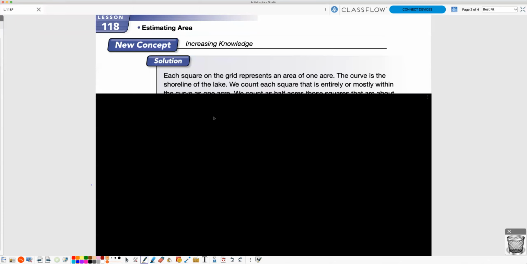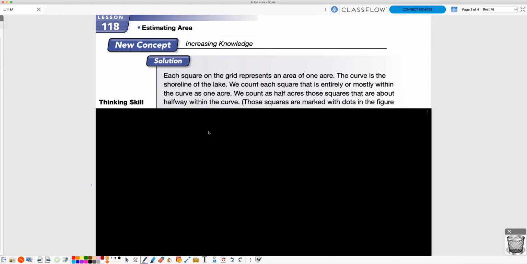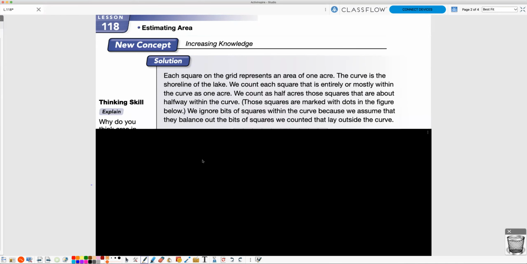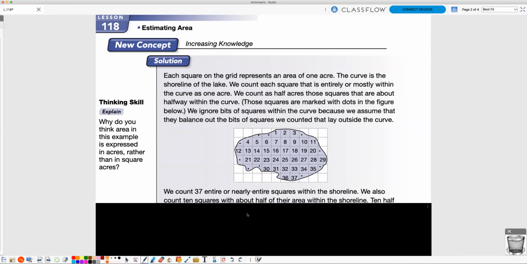So the solution would just simply be that each square on the grid would represent an area of 1 acre. The curve is the shoreline of the lake, and we can count each square that is entirely or mostly within the curve as 1 acre. We count as half acres those squares that are about halfway within the curve. Those squares are marked with dots in the figure below. We ignore the bits of squares within the curve because we assume that they balance out the bits of squares we counted that lay outside the curve.